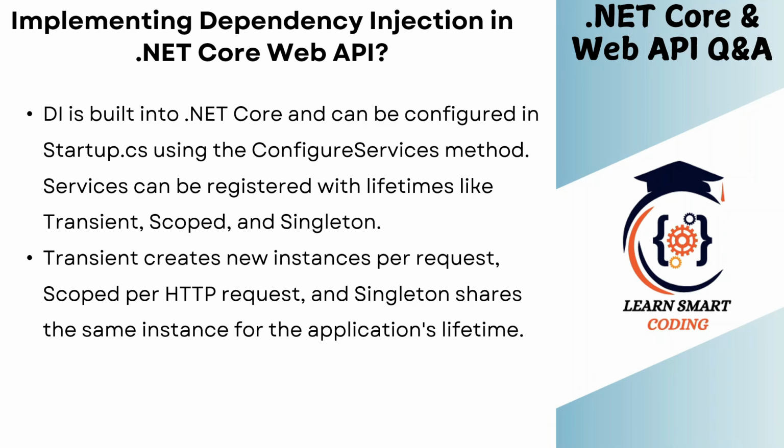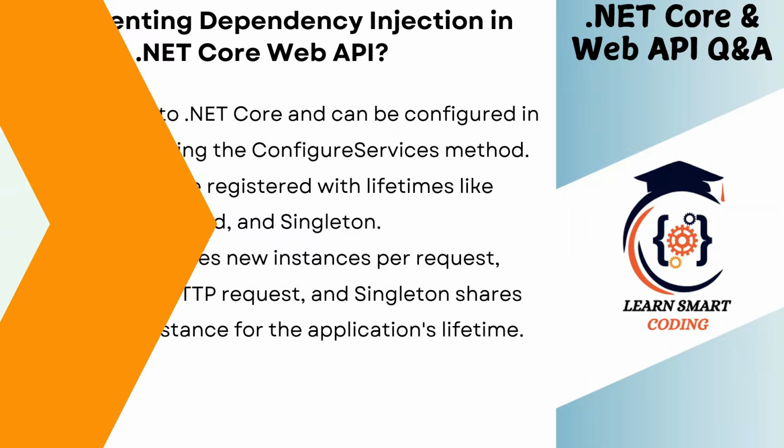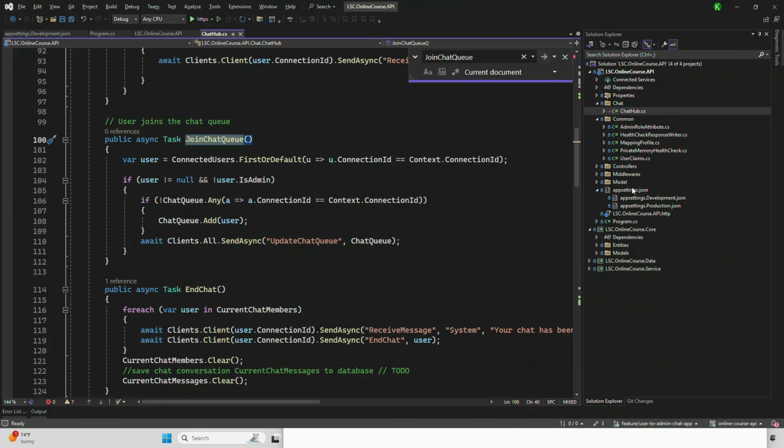and singleton. Transient creates a new instance every single time that your constructor or anywhere else asks for an instance. The transient type will give you a new instance. Scoped is per HTTP request, and singleton shares the same instance for the application lifetime. Okay, this is very important. So there is one question and a follow-up question in this concept. Now let's quickly take a look at the real example, right?